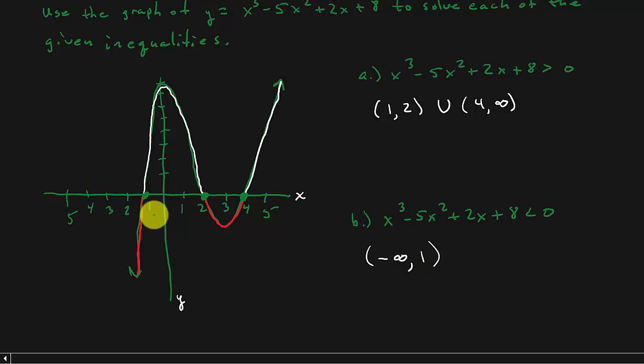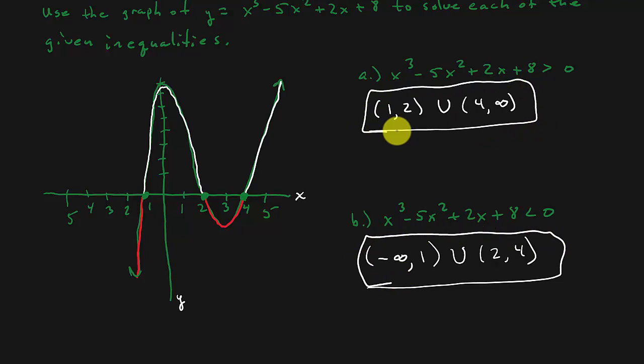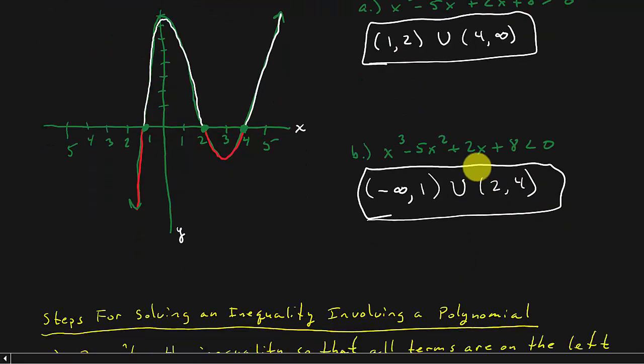Wait a minute. Yeah, never mind, that's right. And then you can see it's below the x-axis from 2 to 4. So those are your answers for that one. It's pretty easy when they give you the graph and ask you to find where it's positive or negative. You just look at the graph. Above the x-axis, it's positive. Below the x-axis, it's negative.